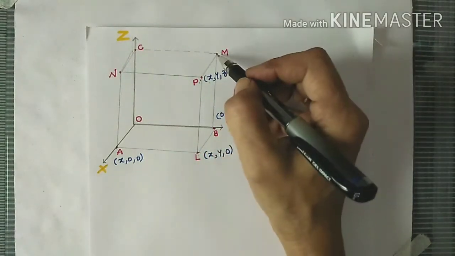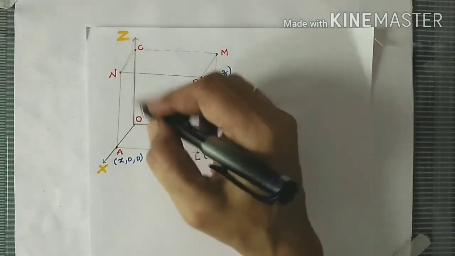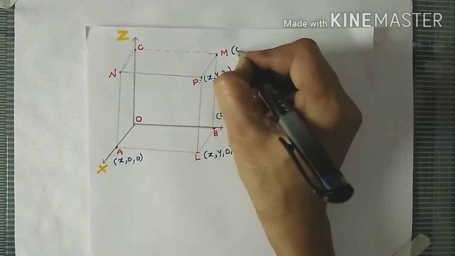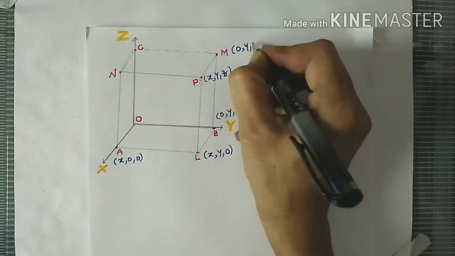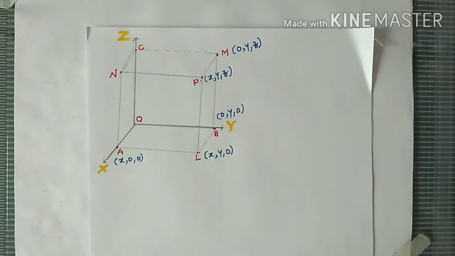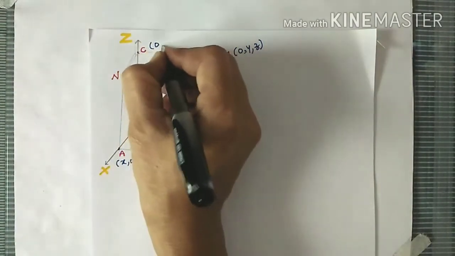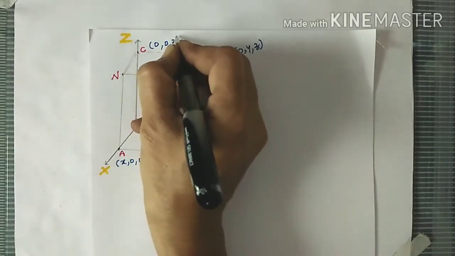See here, this point M lies in yz plane. In yz plane, x coordinate is 0. So coordinates are 0, y, z. Now C lies on z axis. So its coordinates are 0, 0, z.